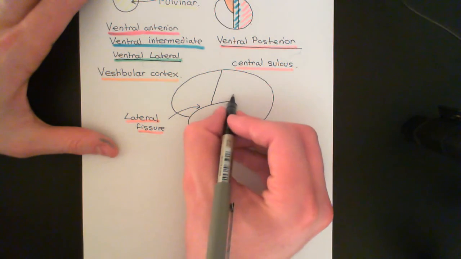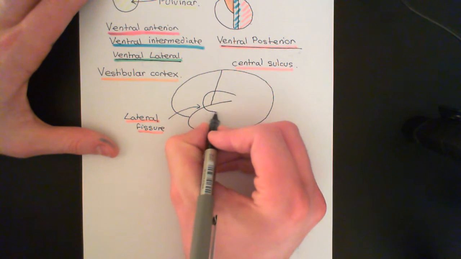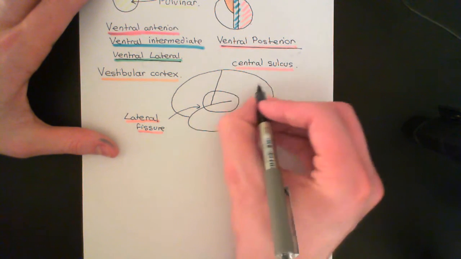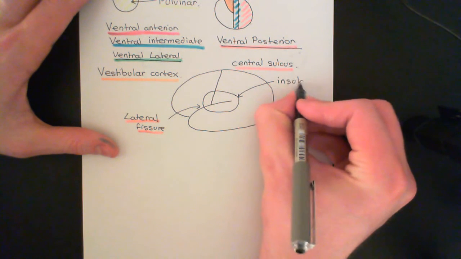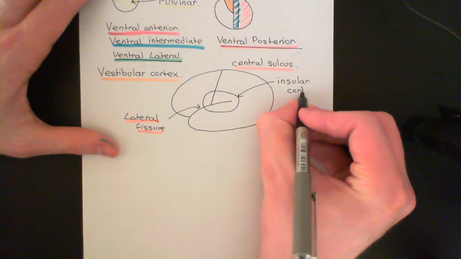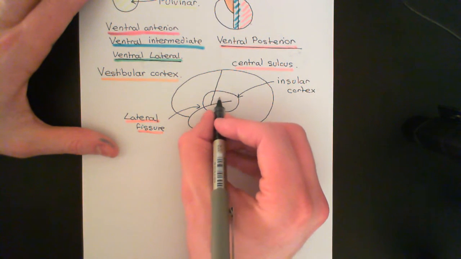So, in fact I'll draw it on here. Underneath is another portion of cerebral cortex back here, in this sort of a shape, like so, and this is known as the insular cortex. Okay? Now, how do you actually get to this cortex? Well, you have to follow the lateral fissure around.